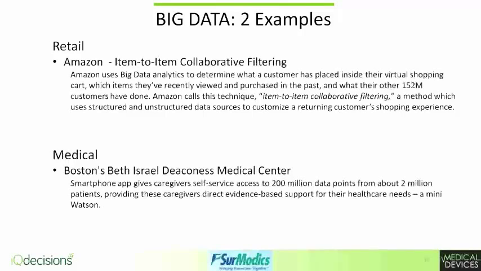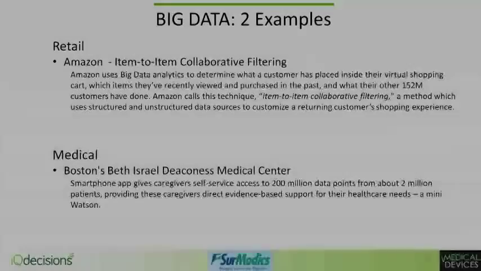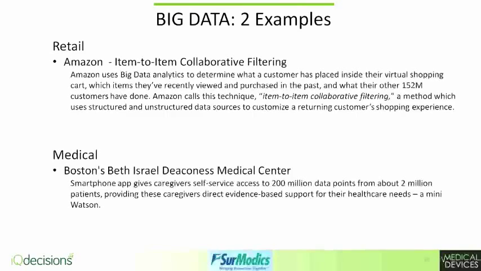First, a couple of examples. The two that we put up there, one is from Amazon, one is from Boston's Beth Israel. And they're great examples of big data and how it's being used today in real time. Forgetting about the future, what's going on with big data right now? And in the example of Beth Israel there, what they were able to do is give caregivers access to 200 million data points from about 2 million patients.